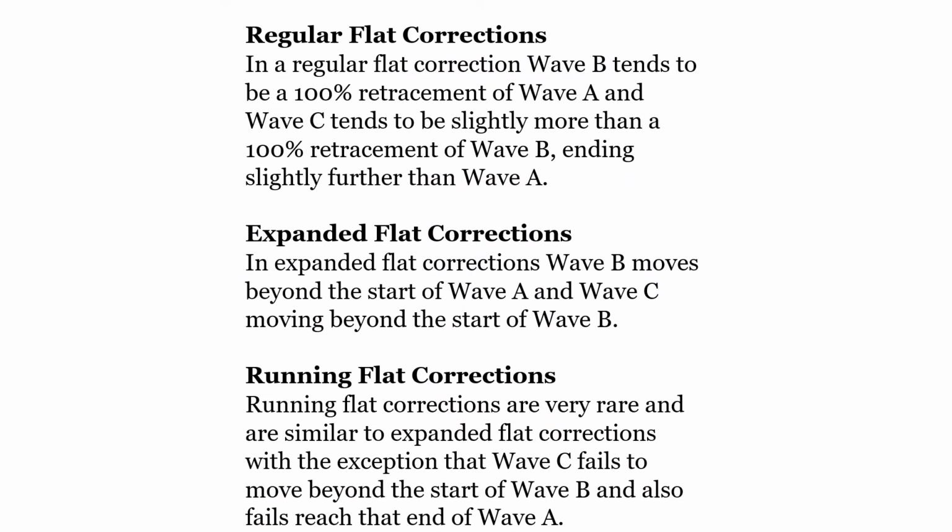In a regular flat correction, wave B tends to be a 100% retracement of wave A, and wave C tends to be slightly more than a 100% retracement of wave B, ending slightly further than wave A. In expanded flat corrections, wave B moves beyond the start of wave A, and wave C moves beyond the start of wave B. Running flat corrections are very rare, and they are similar to the expanded flat corrections, with the exception that wave C fails to move beyond the start of wave B, and also fails to reach the end of wave A.